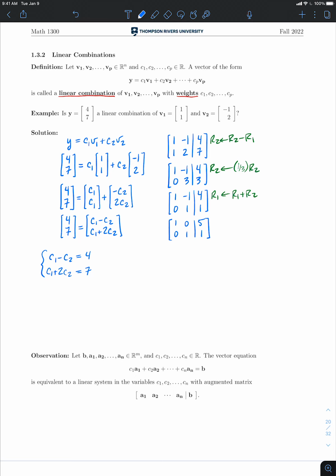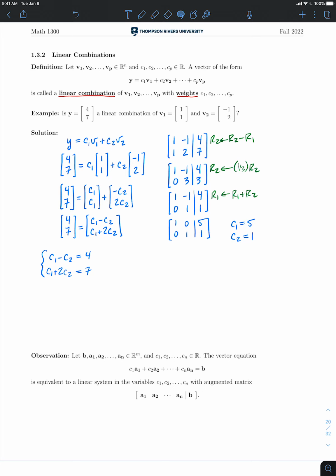Okay, so we've got the solution: C1 is equal to 5. That's what you get if you write out this equation, and C2 is equal to 1. That's what you get if you write out this equation. Okay, so let's go back to the context. This isn't our final answer, right?